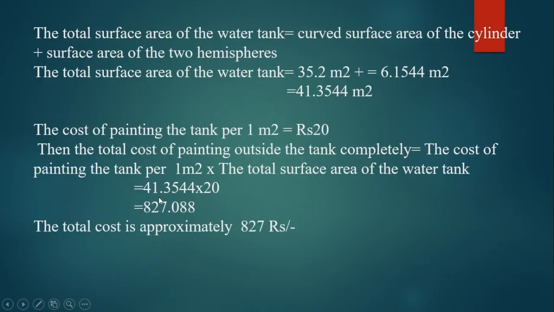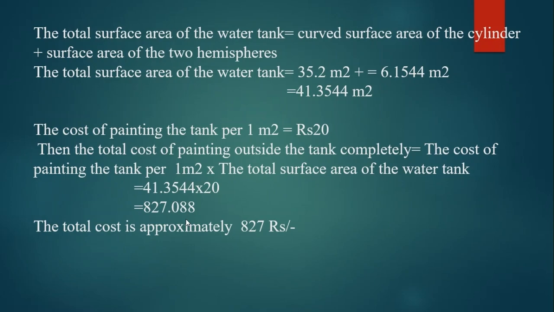So when we calculate that, how much did we get? 827.080, or sometimes it may vary. We are taking the values after the decimal point, so the value may vary here and there. That's why approximately, what can we take? The total cost for painting the total tank is approximately 827 rupees. So when we are able to find the total surface area of the water tank, it is easy for us to find the total cost for painting also.